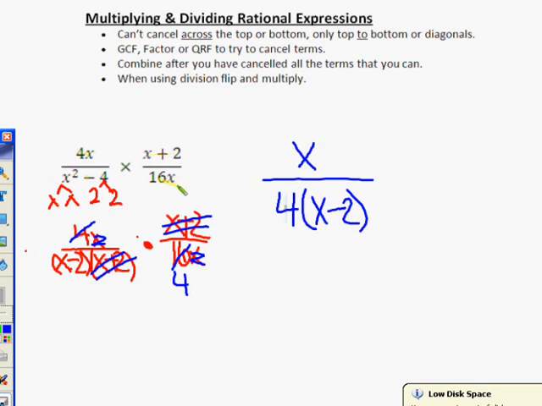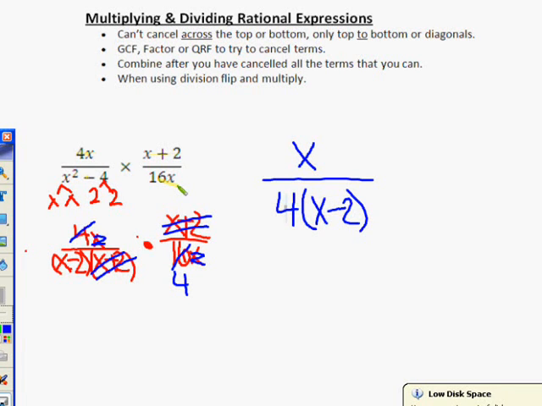Another thing, when you're doing these, you can GCF, you can factor, or you can QRF, because your ultimate goal is to cancel out the terms to get the smallest possible equation. After you've canceled out your terms, you want to combine everything that you can. And then when you're doing division, after you have factored, you have to flip and multiply.